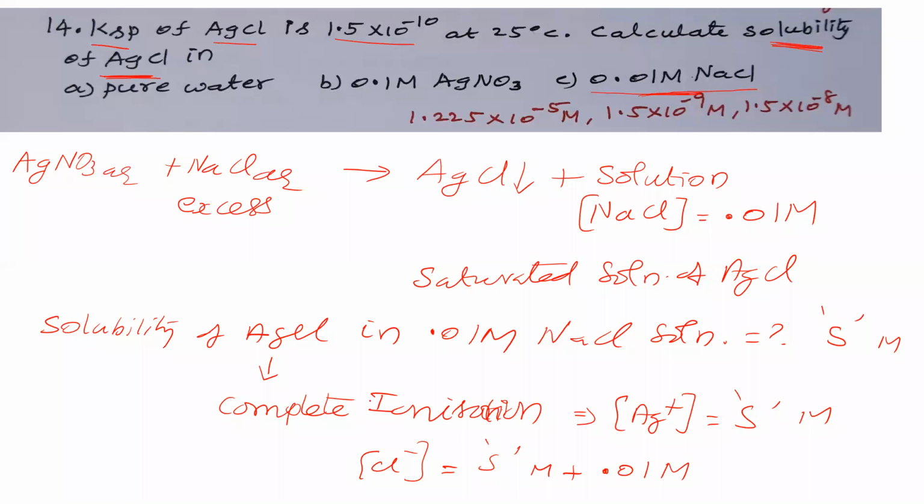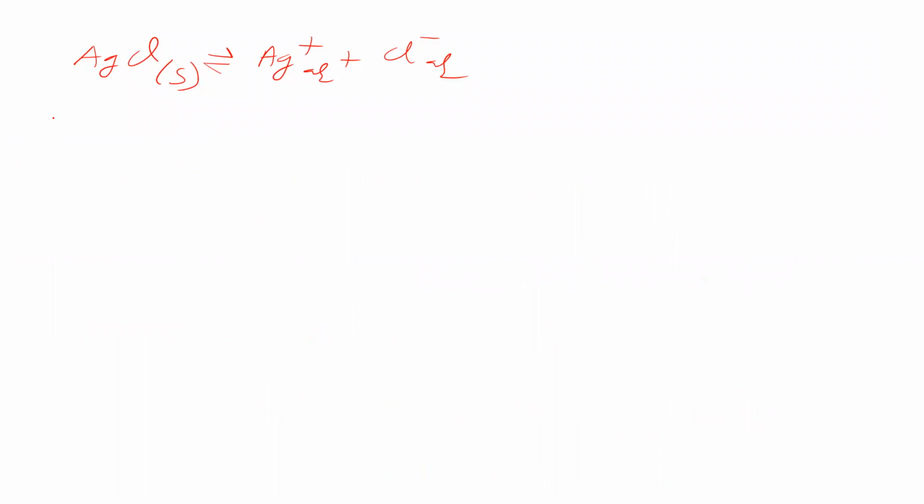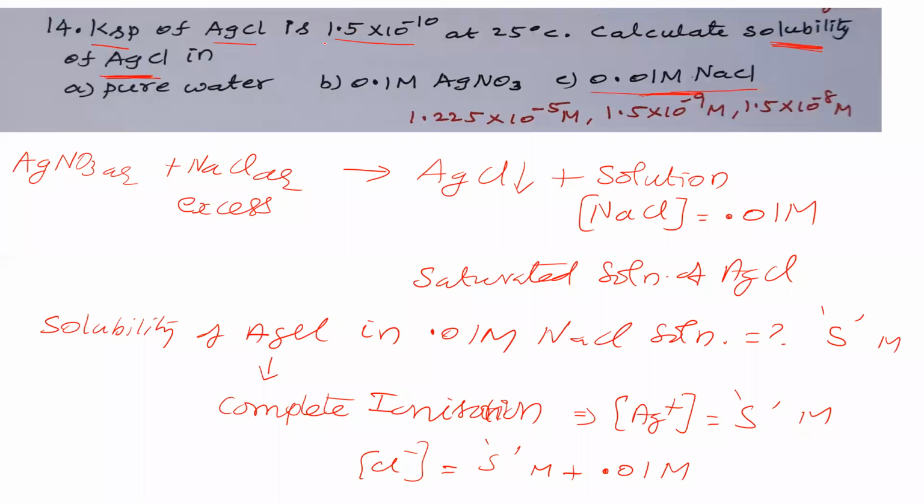This S molar is given by AgCl, and 0.01 molar is given by sodium chloride. Now we will substitute the Ag plus concentration and the Cl minus concentration. We write the solubility product: Ksp of AgCl is equal to the concentration of Ag plus times the concentration of Cl minus. The solubility product value given here is 1.5 into 10 power minus 10, which we will substitute.